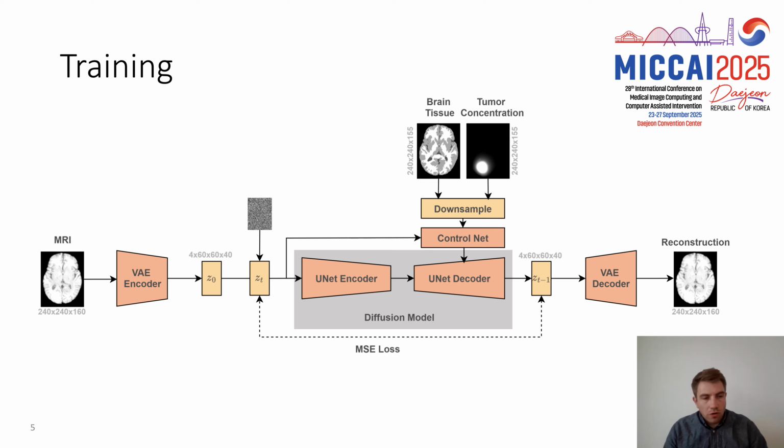So just a quick overview over our method. I don't want to go into too much detail. Please refer to the paper for this, but just a rough overview. So we are using a latent diffusion model for this whole procedure. Therefore, we have an autoencoder which is pre-trained, and then on the top you see we not only condition on the tumor concentration, as I already said, but also on the brain tissue. And then we have a diffusion model that runs on this latent space from the autoencoder.